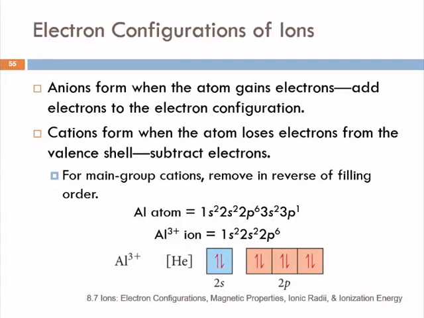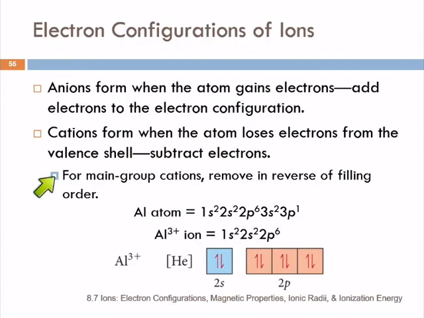Anions form when an atom gains electrons, and cations form when an atom loses electrons. And those electrons are generally lost from the valence shell. So we don't really have many issues with making the anions. We just add another electron into the next available orbital. But when we make cations, we have to be a little bit careful.